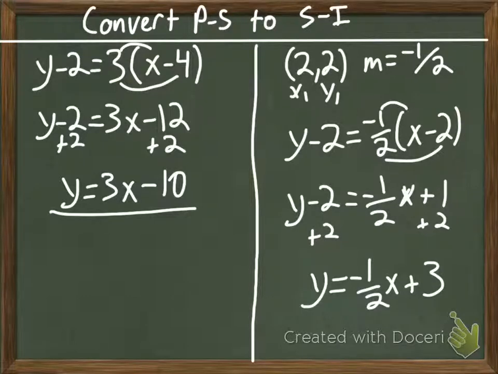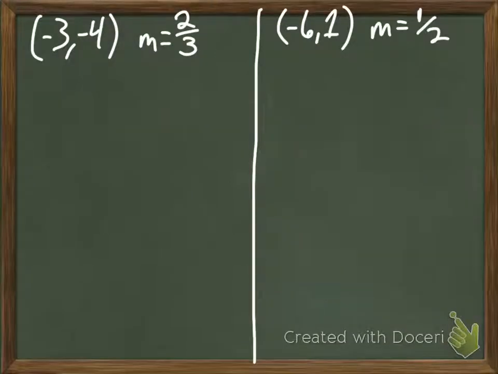So all this is really is just using all our simplifying tools that we had before and applying them to something new. So here are 2 examples that I would like for you to write in point slope form and then convert to slope intercept form. So go ahead and in your group pause the video and work them out now.